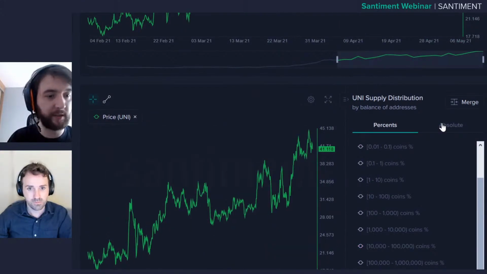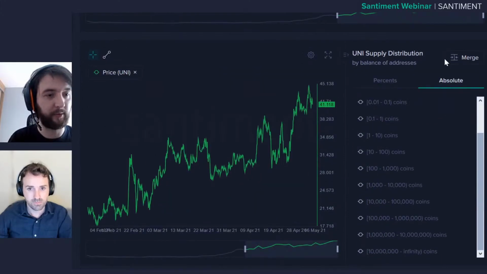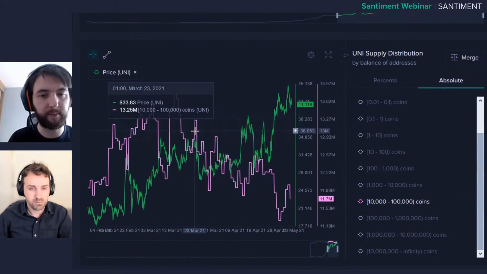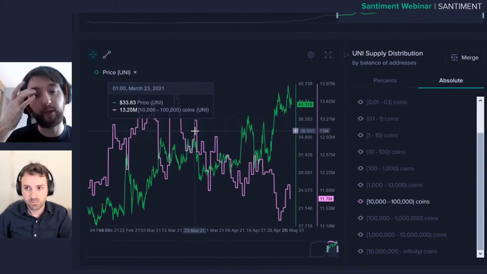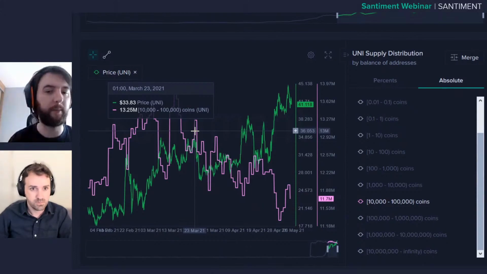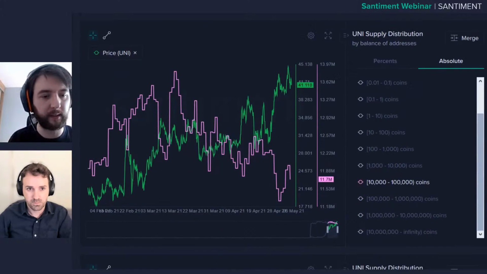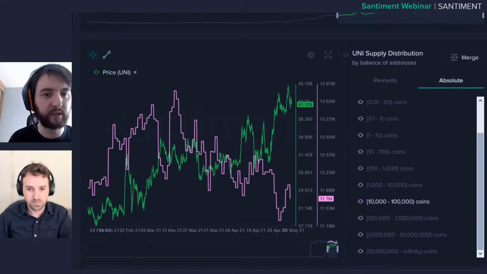If you don't like percentages, you can also look at absolute numbers. So we go back to the 10,000 to 100,000 group, and we can see that at this point in time they held about 13.2 million Uniswap tokens, right? And you can definitely see that this group in particular seems to show interesting patterns as far as its correlation with the price action of the Uniswap token.